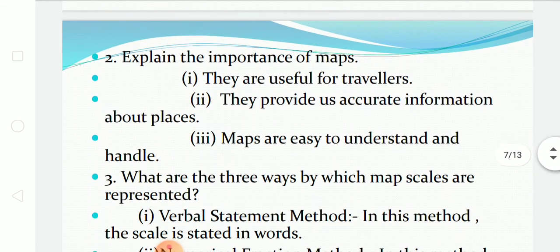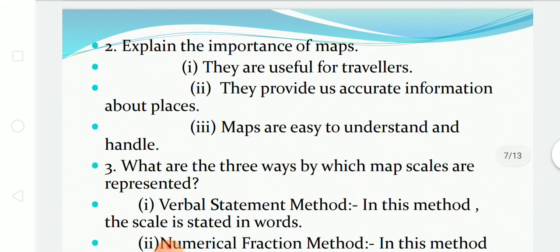Next one is, explain the importance of maps. Here 3 points are given. Your short long answer questions usually come for 3 marks, so you can write all the 3 points. They are useful for travelers. They provide us accurate information about places. Maps are easy to understand and handle. That is the importance of maps.